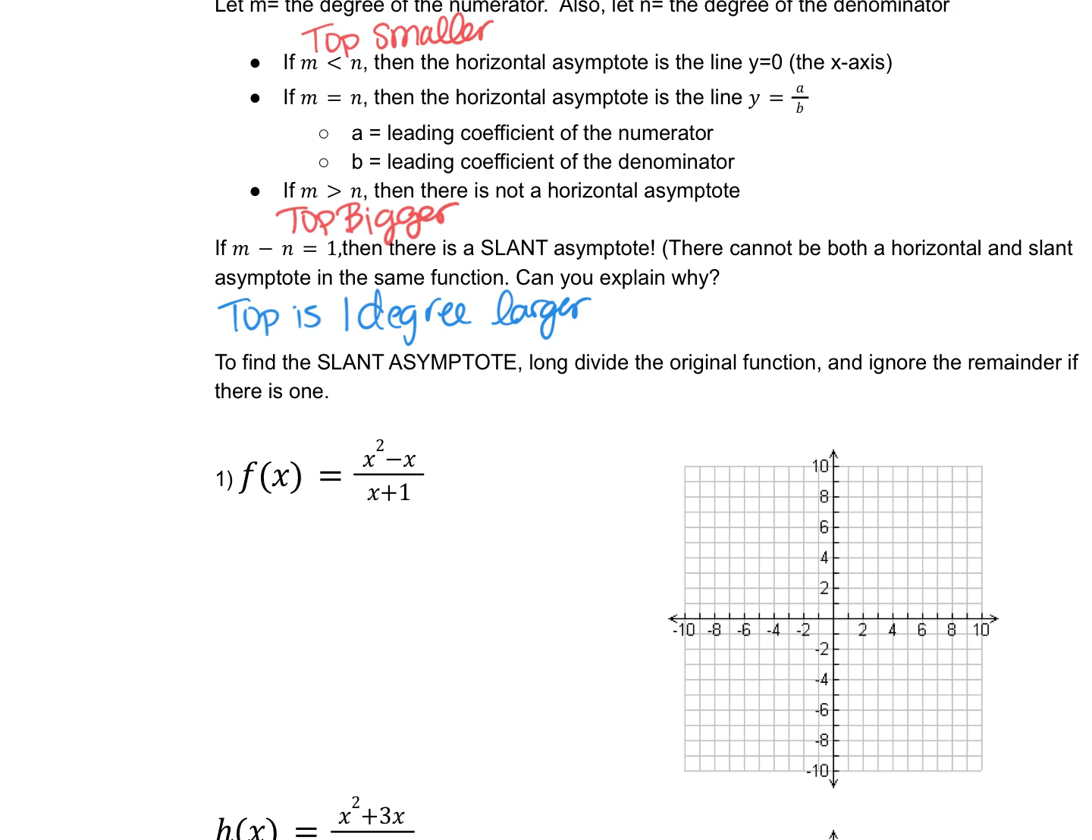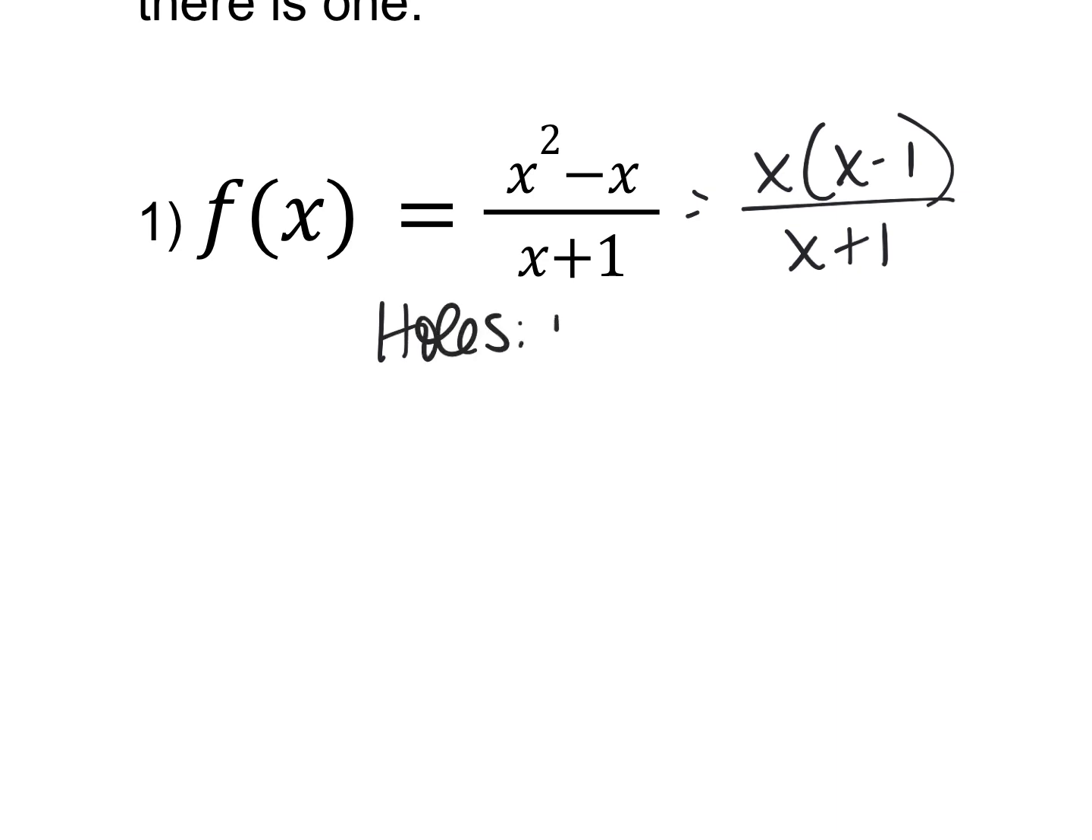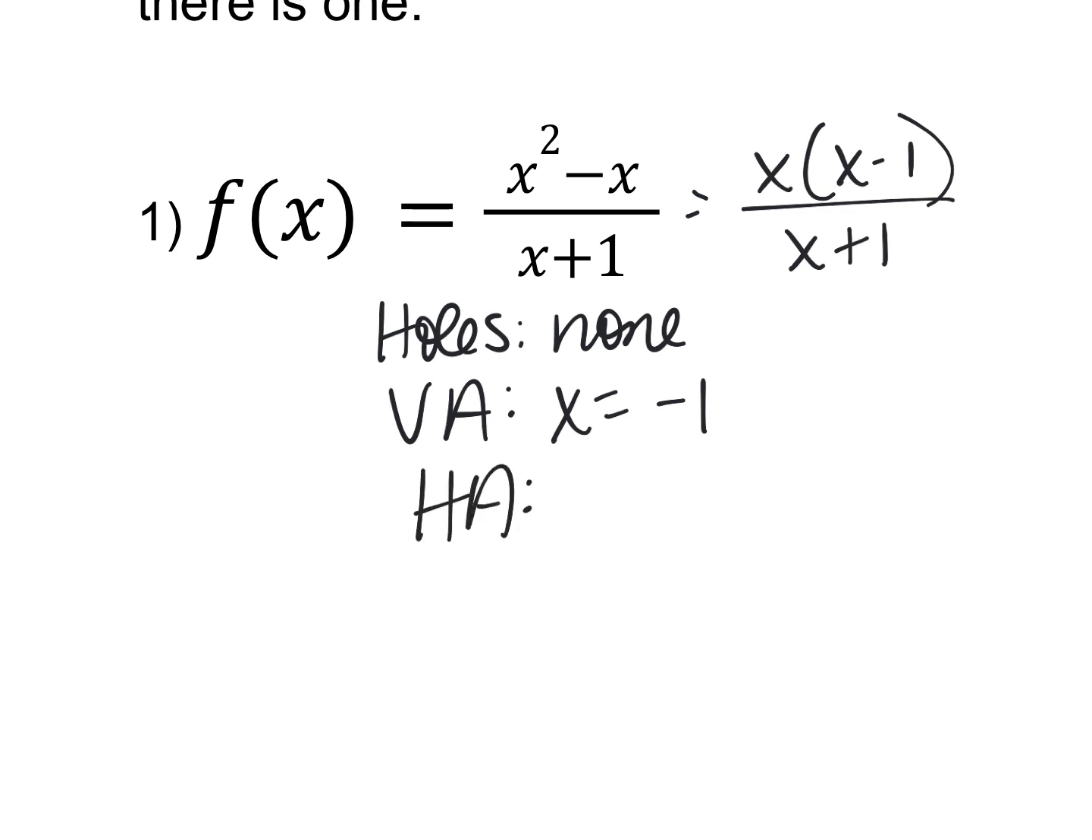Okay, let's do one. Here's our first problem. Let's start out by factoring this. So this will be x times x minus 1 over x plus 1. Start with all the stuff. We'll do slant asymptote at the end, because as you can see, the top is 1 degree larger than the bottom, so there will be a slant asymptote. But we'll worry about that in a second. So holes, there are none, right? Vertical asymptote looks like there's 1 at -1. Horizontal asymptote, the top is bigger, so there's going to be none.